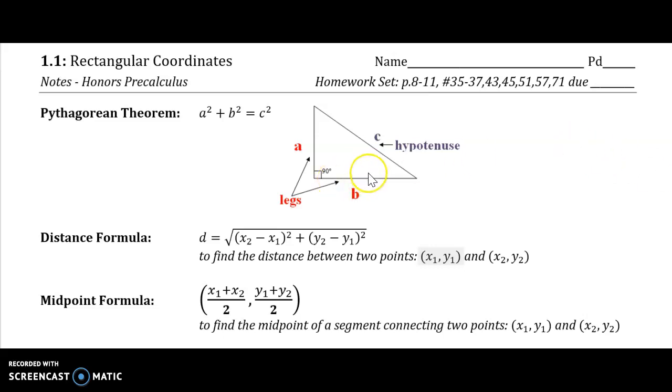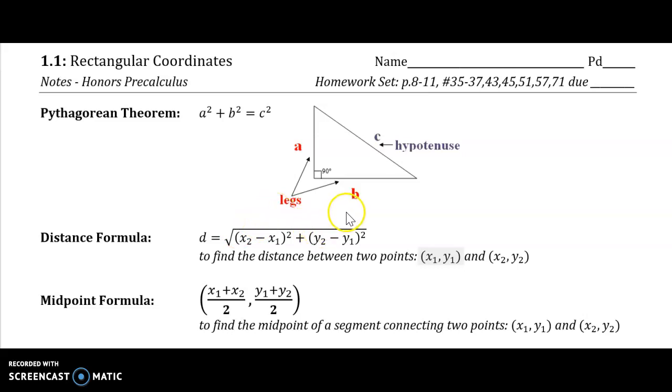So we're going to start with some things that you probably have seen before. I'm not going to assume that you have, but probably. So we've got the Pythagorean theorem formula. There's your triangle, right triangle. a squared plus b squared equals c squared.